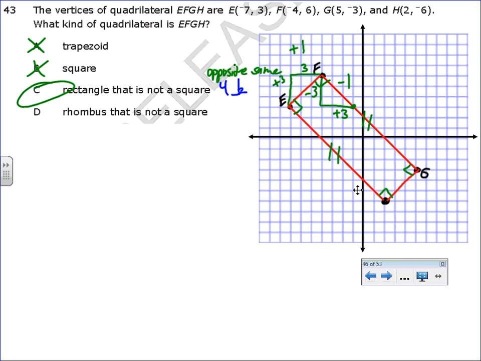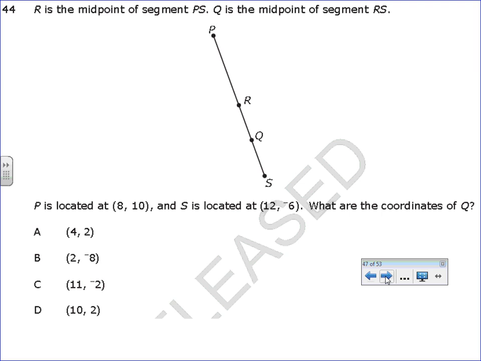Most people are going to pick rectangle anyway because they see a rectangle. Alright, 44. R is the midpoint of the segment PS. Q is the midpoint of segment RS. P is located at 8, 10, and S is located at 12, -6. What are the coordinates of Q?